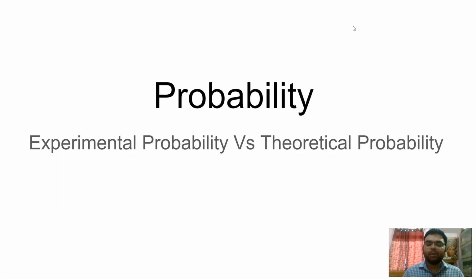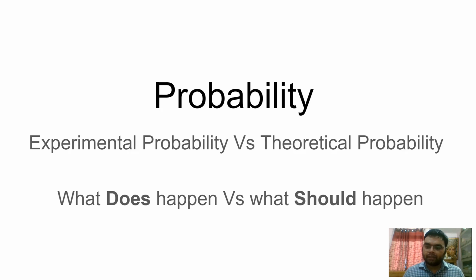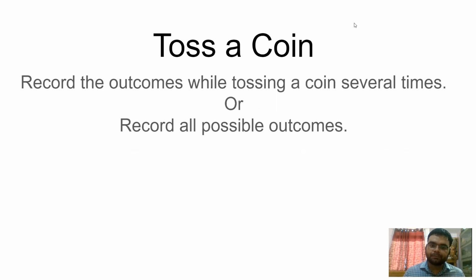Hello students, today we are going to study probability, and in this subject we will discuss how experimental probability is different from theoretical probability. We basically try to answer two questions. First, what happens if we perform the experiment several times? And second, what should happen if we perform the experiment? In order to answer these two questions, we will look at experimental probability and theoretical probability.